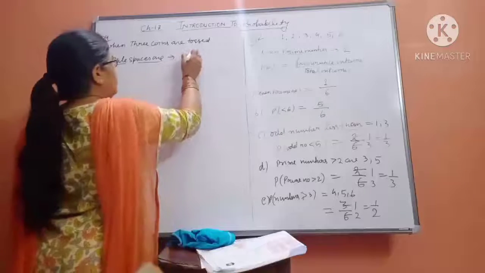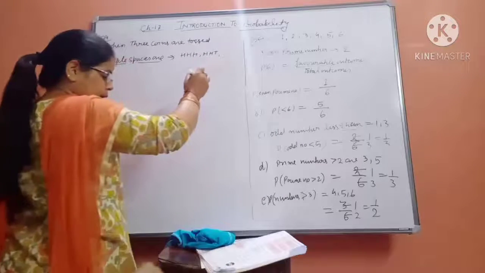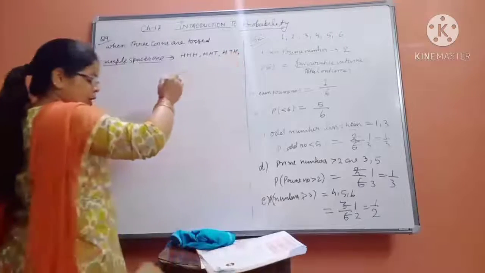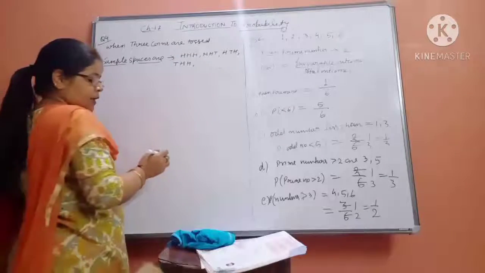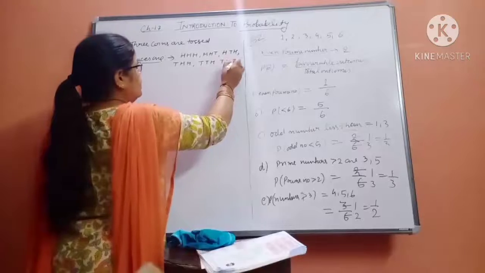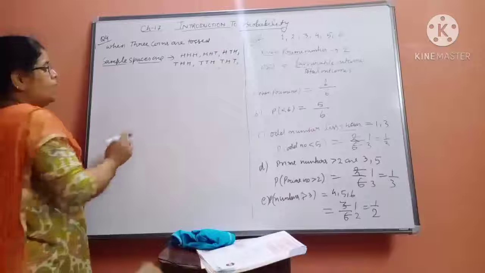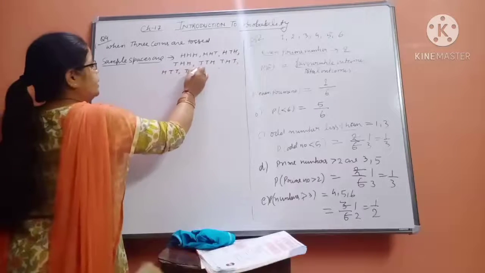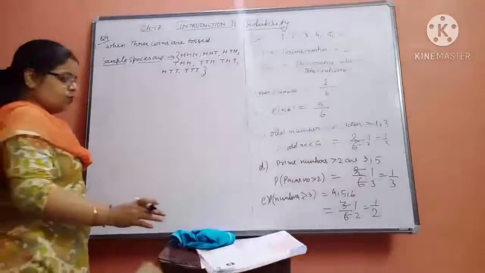Head, head, head; head, head, tail; head, tail, head; then tail, head, head; tail, tail, head; tail, head, tail; and head, tail, tail; or tail, tail, tail. These are the 8 sample spaces. Okay, now come to the question, what he is asking.